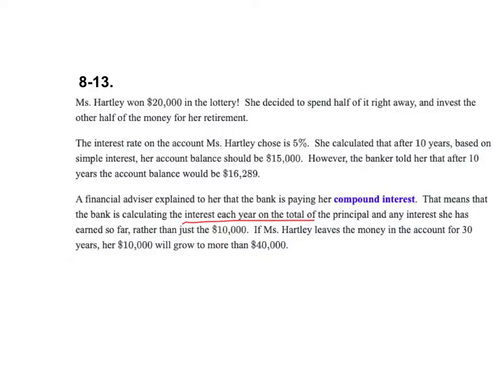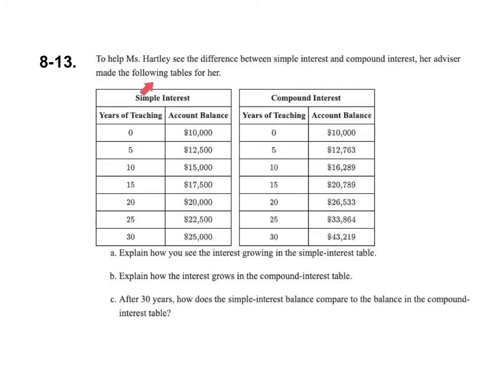So just talking about this sentence here, again, that means that the bank is calculating the interest for each year based on the total. So it's calculating the interest based off your total money in the account instead of just the original $10,000, is all that's saying. So let's see what this problem asks. To help see this difference, they made these two charts. They've got the simple interest and the compound here.